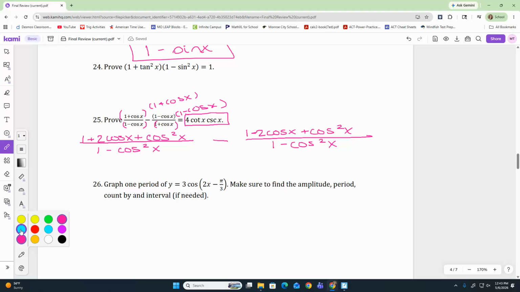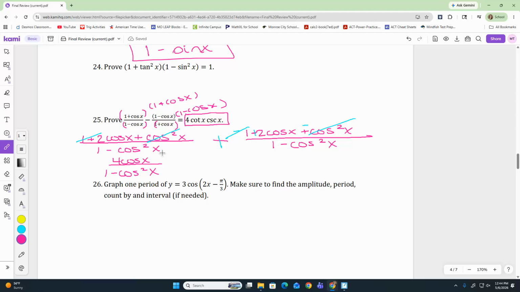Now remember, we are subtracting. So if we change this to a plus, run a negative through. Then 1 plus negative 1, that cancels. Cosine squared and negative cosine squared cancels. 2 cosine plus 2 cosine is 4 cosine over 1 minus cosine squared x.